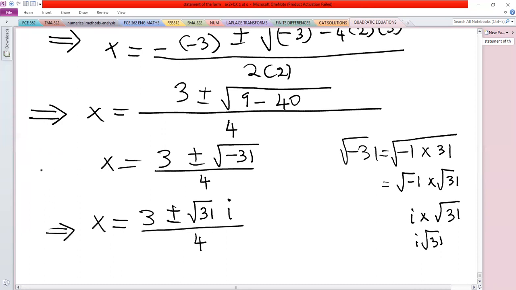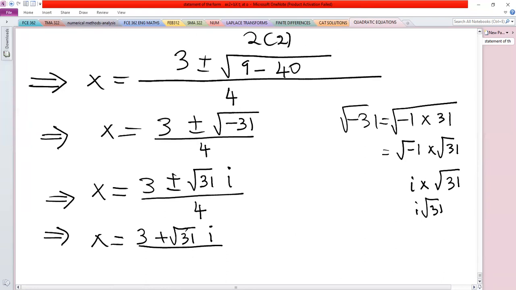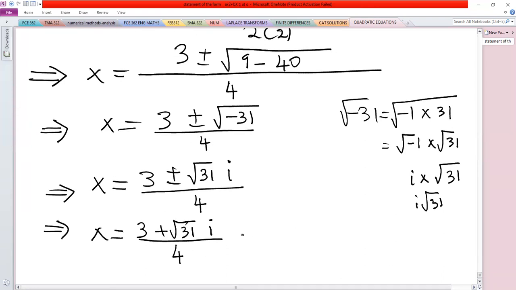So which implies that x equals 3 plus root 31 i divided by 4, or x equals 3 minus root 31 i divided by 4. So these are the solutions to that given problem.